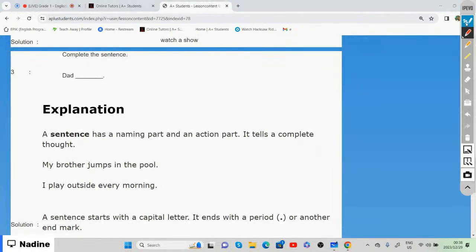All right. And then we also have dad, right? Which is our naming part. And we can say makes lunch. So makes being our verb, which is our action part. So which means that this is a complete sentence, right?